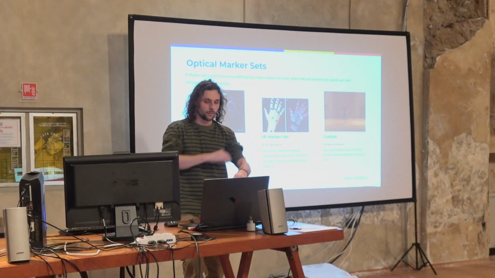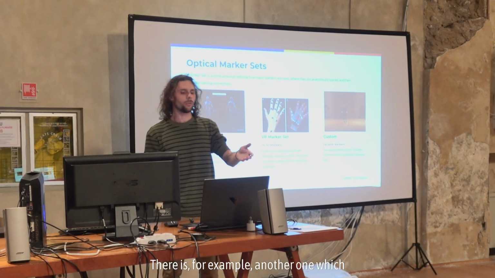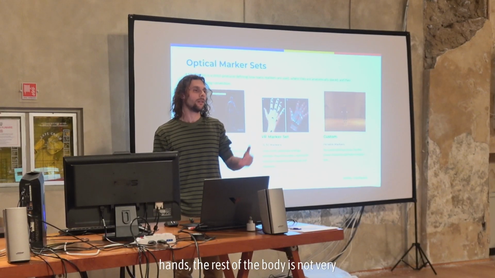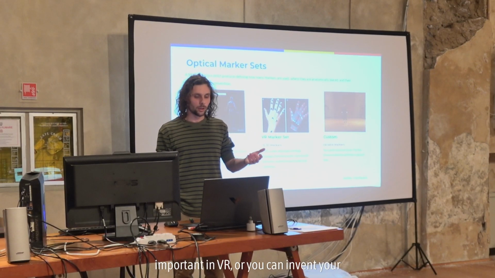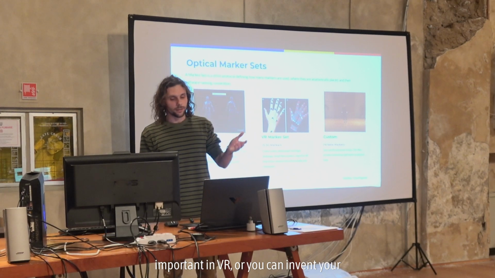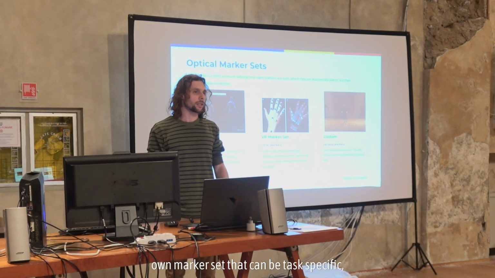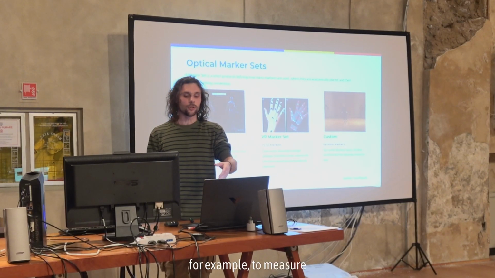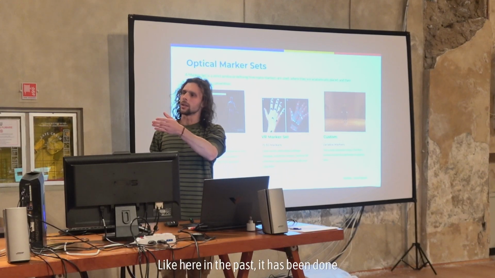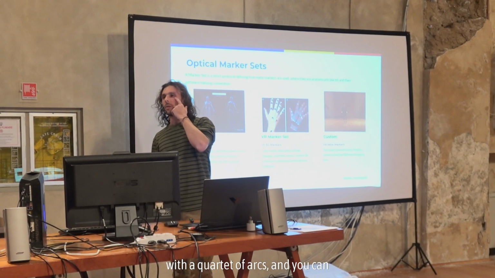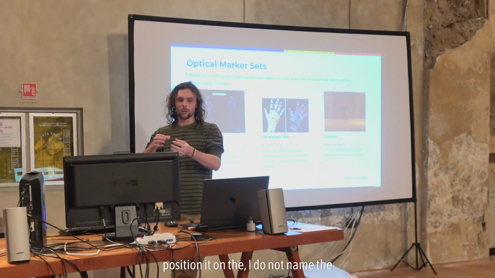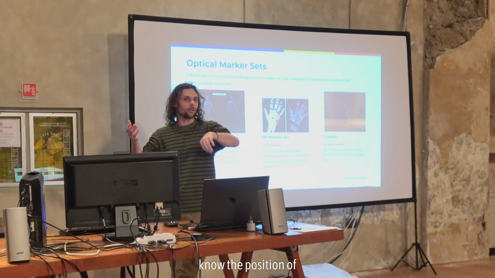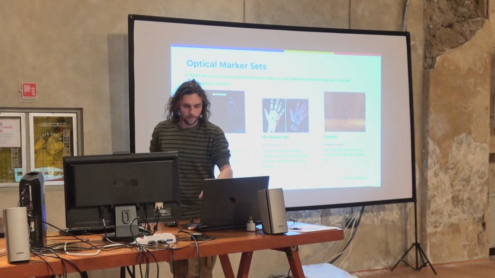by your skin moving. There is, for example, another one, which is the VR marker set, which is mainly focused on head movements, of course, and hands. The rest of the body is not very important in VR. Or you can invent your own marker set that can be task-specific, for example, to measure the position of rigid bodies. Like here, in the past, it has been done with a quartet of markers, and you can position it on the, I don't know the name, the stick you use to play the violin. So you know the position of the instrument, the tool.